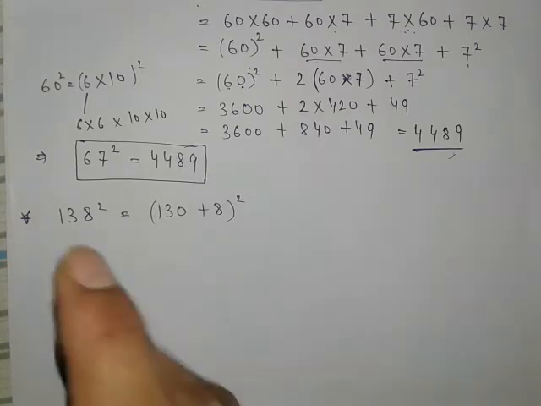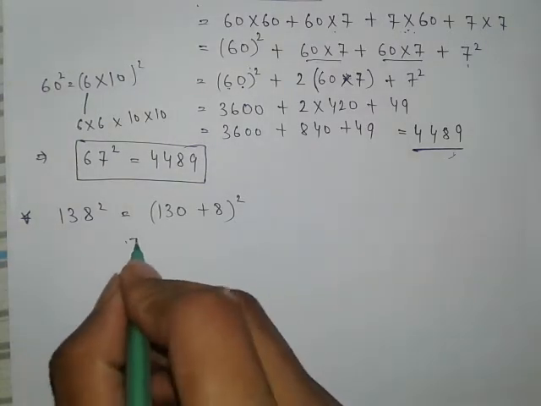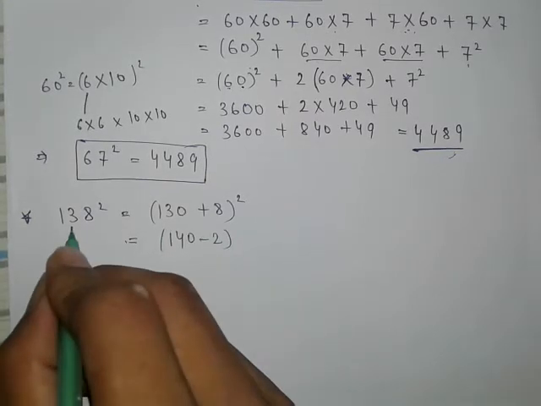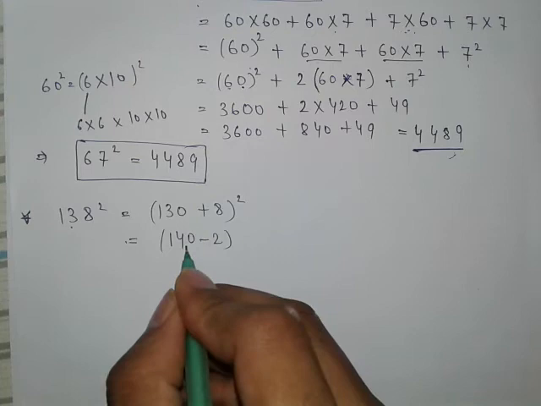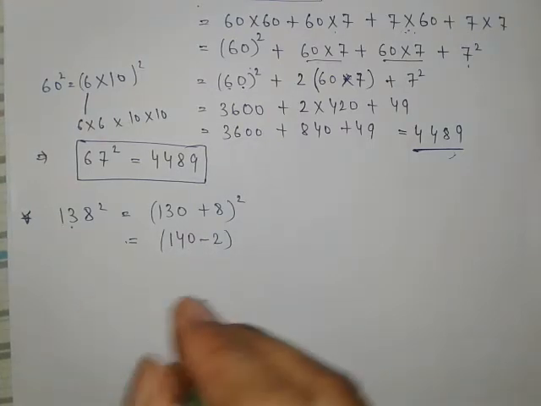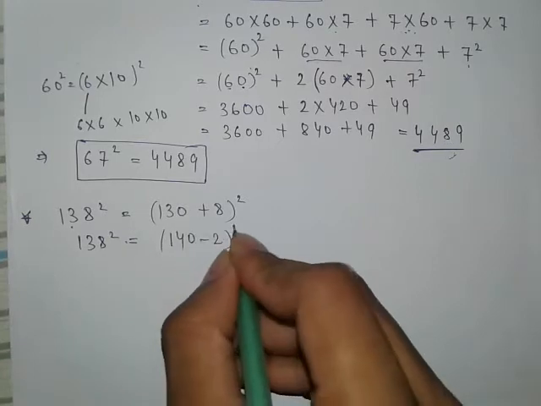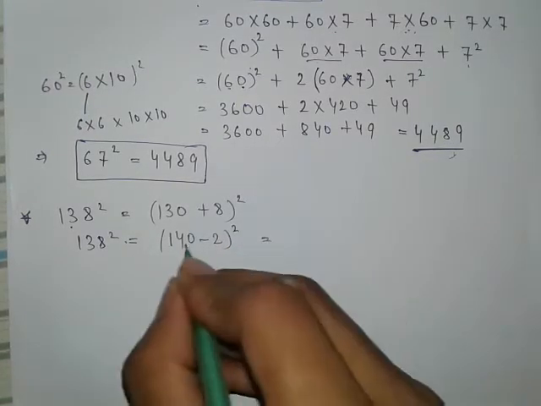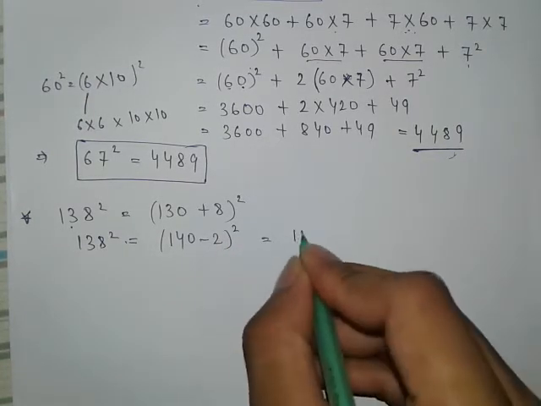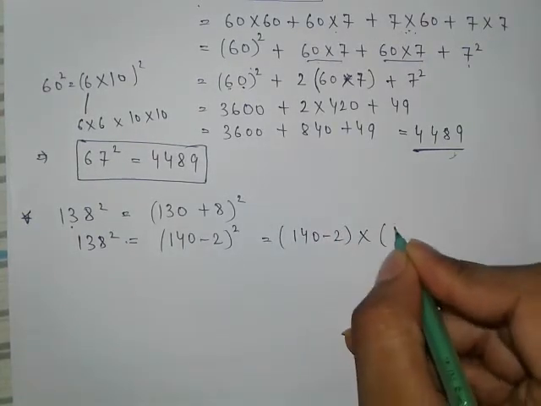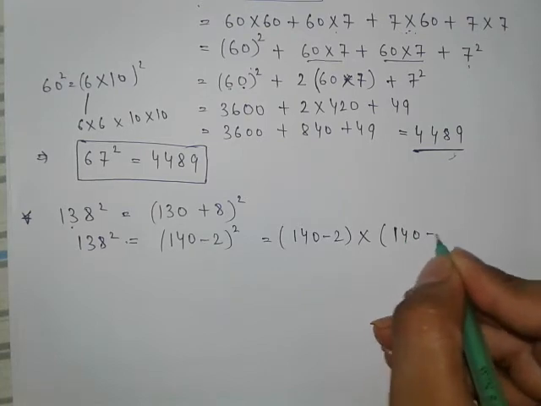So to reduce that, I will write it in the form of this. I can write 138 as a difference of 140 and 2, isn't it? So 138 square will simply give you 140 minus 2 whole square. So 140 minus 2 whole square simply means you have to multiply 140 minus 2 with itself and write it 2 times.